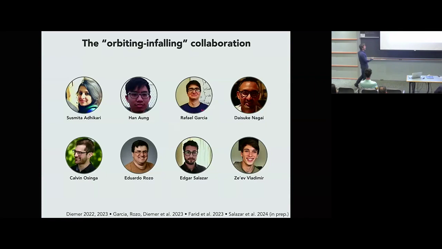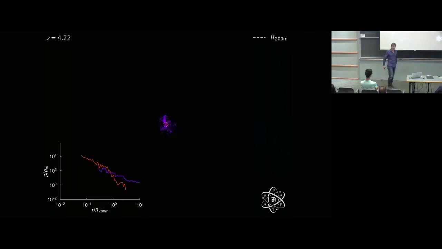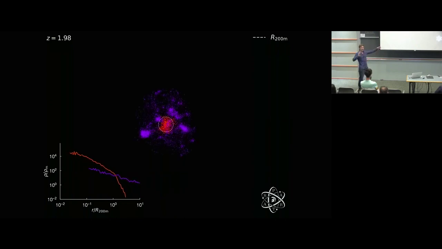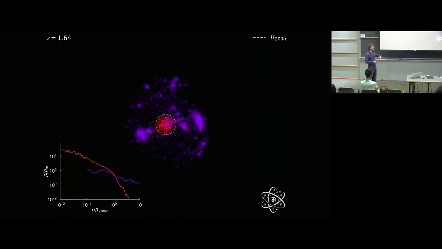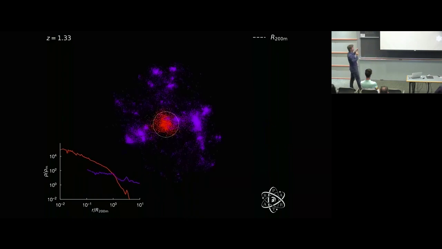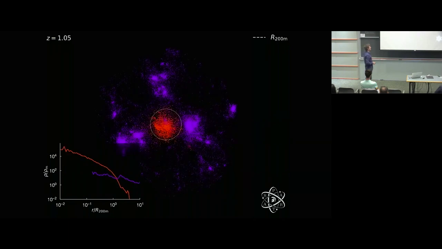So understanding it is something we do in a loosely formed orbiting-infalling collaboration, and that term will make sense in a second. What do I mean by that? I've come to think of density profiles of dark matter halos as really being composed of two different terms that we can, in simulations, pull apart. So in this video, I'm showing you a point for each particle in a simulation for this particular halo. The purple points are falling in for the first time. They have not been in the halo yet. The orange ones have already had a pericenter, and so I'm marking them as orbiting.